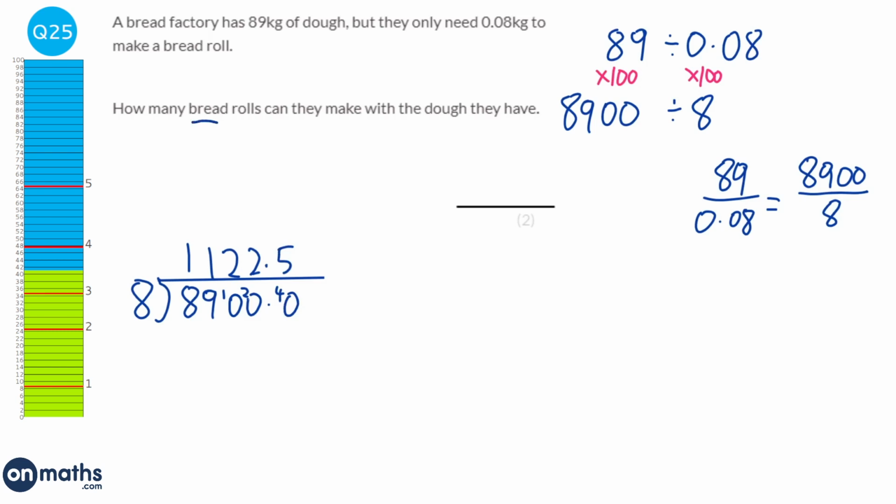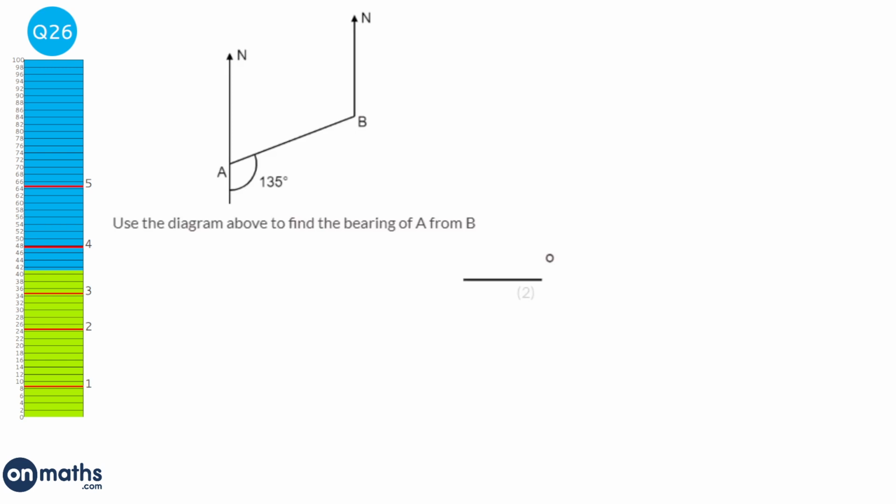Now it says how many bread rolls can we make? Now we can make 1,122 and a half. Well, half doesn't really count, so we're just going to say 1,122 whole bread rolls. Yes, we've got half a bread roll left over, but we are asked how many whole bread rolls can we make.